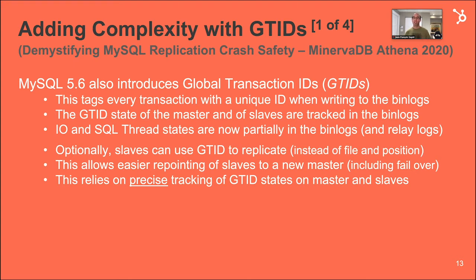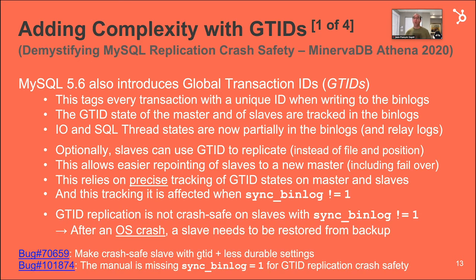So this is the change in the SQL and the IO thread position. This is not a file and a position anymore, this is a GTID. So this makes it easier for repointing. Like after a master failure, you're able to repoint things thanks to GTIDs. So that's a good improvement. But this relies on precise tracking of the GTID state of the master and on the slave.